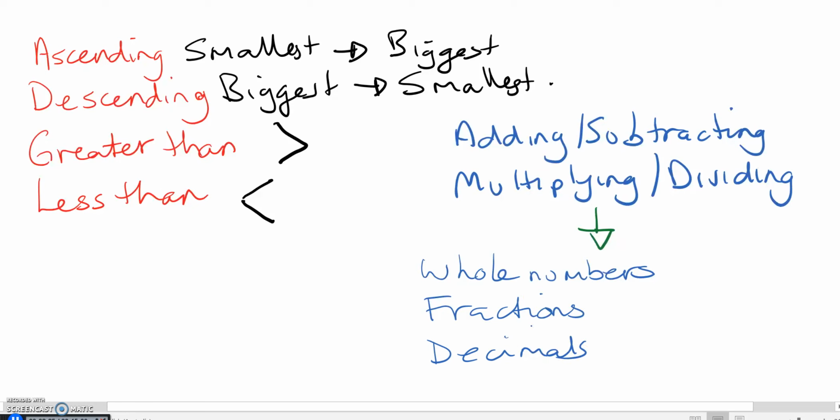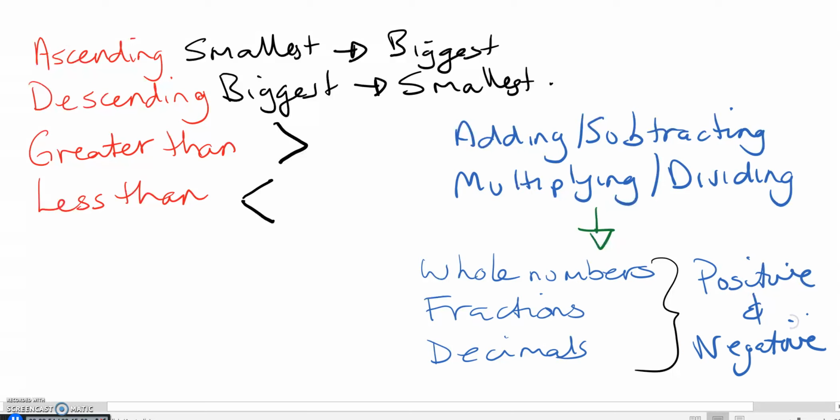Alright, now because we've obviously been working with positive and negatives, we need to have the idea that we can have positive whole numbers, negative whole numbers, positive fractions, negative fractions, positive decimals, and negative decimals. So I do want you to realise that all of these are, or can be, positive and negative. So that's a nice little introduction to what is actually going to be on the test.